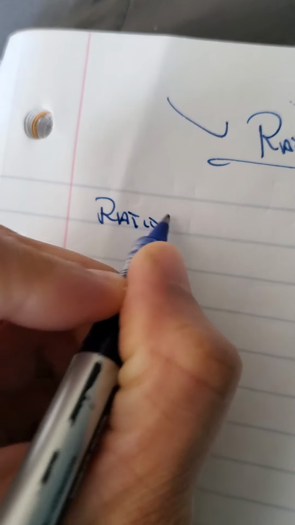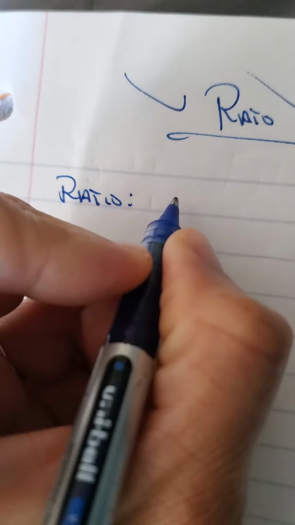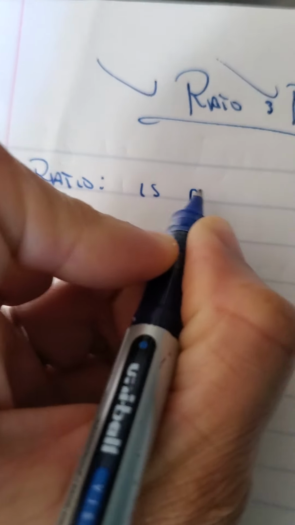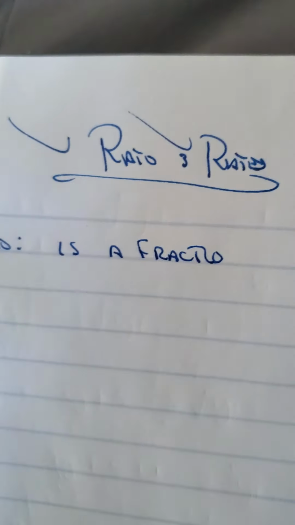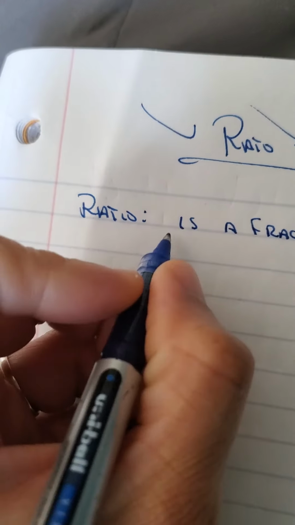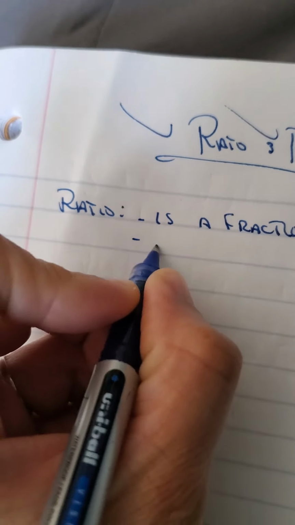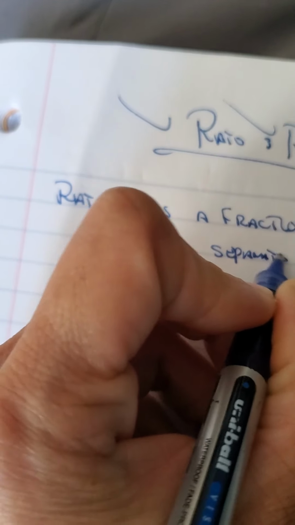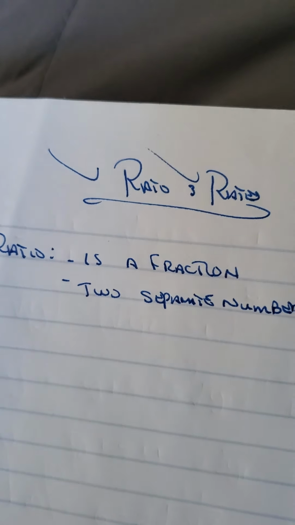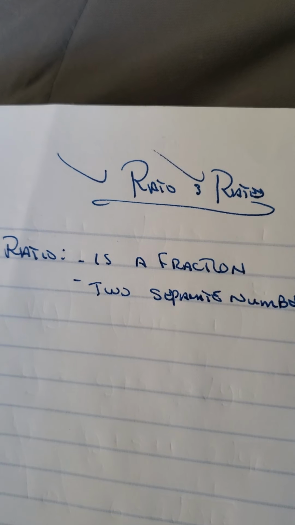So, first, it's important to know that a ratio is a fraction. Okay, a ratio is technically a fraction. All right, it has two separate numbers. Right, and you can find these notes in your text. It has two separate numbers.